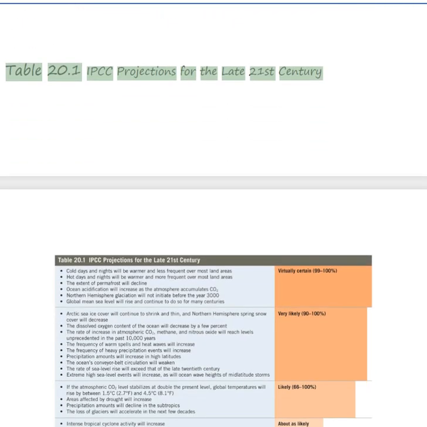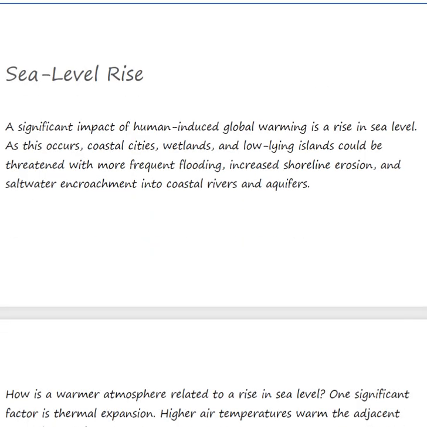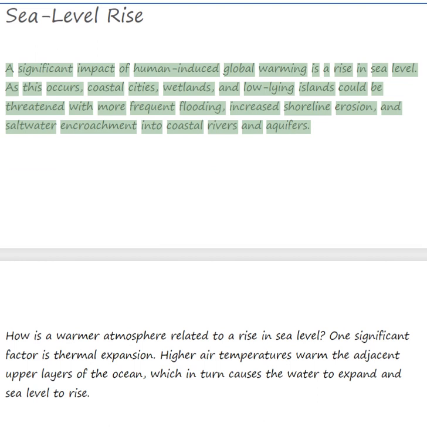Table 20.1 IPCC projections for the late 21st century. Table 20.1 full alternative text description. Sea level rise. A significant impact of human-induced global warming is a rise in sea level. As this occurs, coastal cities, wetlands, and low-lying islands could be threatened with more frequent flooding, increased shoreline erosion, and saltwater encroachment into coastal rivers and aquifers.